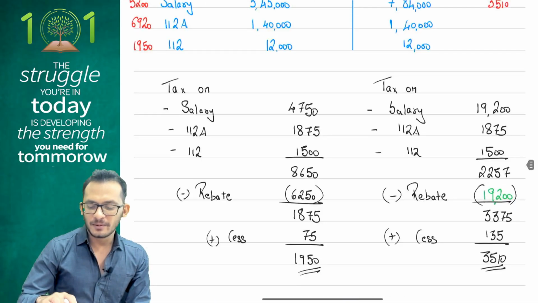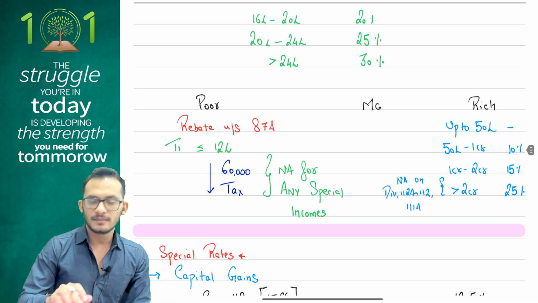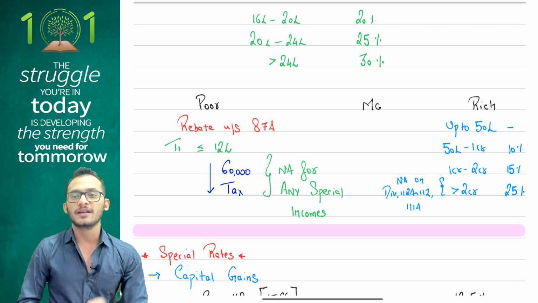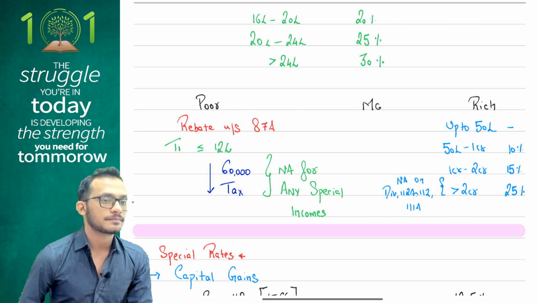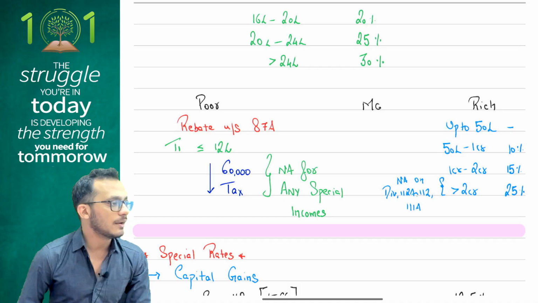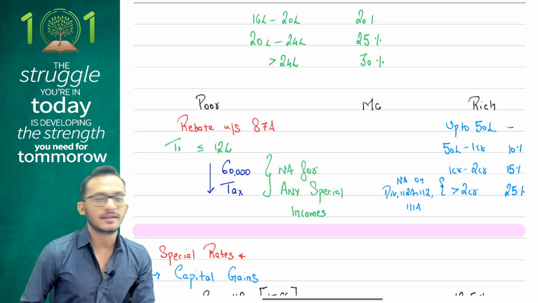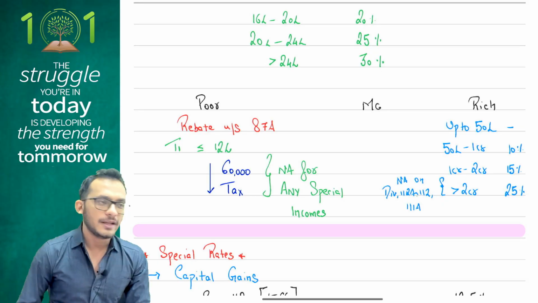First, like I told you, people, when it comes to surcharge, the enhanced surcharge of 25 and 37 is not applicable on four incomes. The items are dividends, 111A, 112A and 112. These four incomes will not be liable for the enhanced surcharge of 25 and 37. You will only levy 15%.